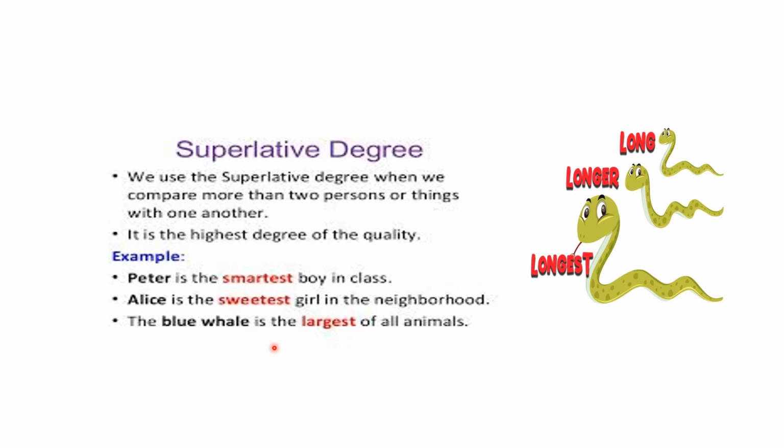Let us see the third example. The blue whale is the largest of all the animals. We are comparing the blue whale with all the animals. हम सभी animals में blue whale को compare कर रहे हैं कि कौन largest है. तो who is largest? Blue whale is the largest. So that's why we are using the superlative degree. It is followed by the, and we are using est. Isn't it?